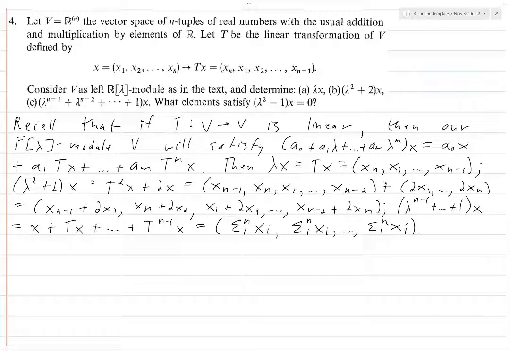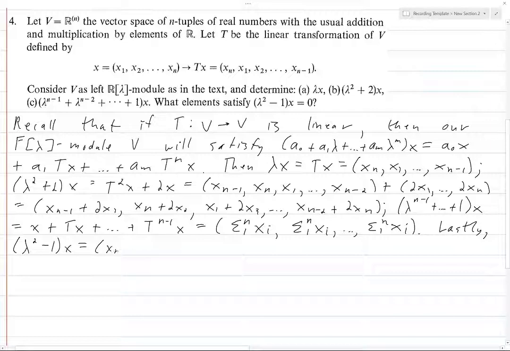Okay, so lastly, we want to figure out which elements satisfy this equation, (λ² − 1)x = 0. So let's compute it and start with that. This is very much like this other example we had.